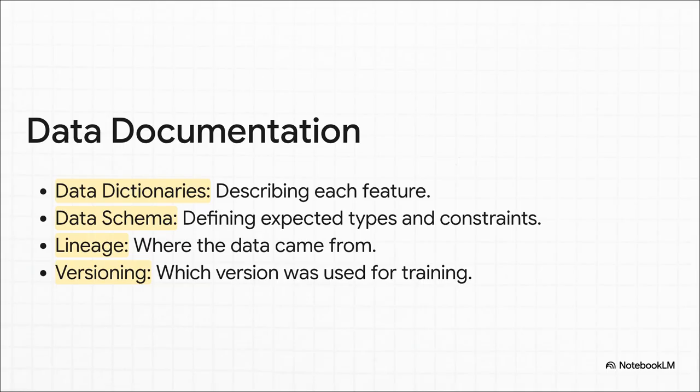And let's be crystal clear about this. Data documentation is completely non-negotiable. You absolutely need a data dictionary so people know what feet_x_123 actually means. You need a formal schema so that bad data doesn't silently break your entire pipeline. And most importantly of all, you need lineage and versioning. Without those, you can never truly prove which exact dataset was used to train the model that's now running in production. And if you can't do that, true reproducibility is just a fantasy.